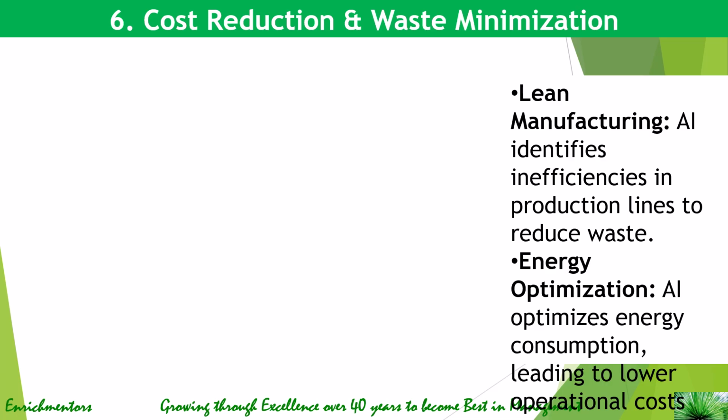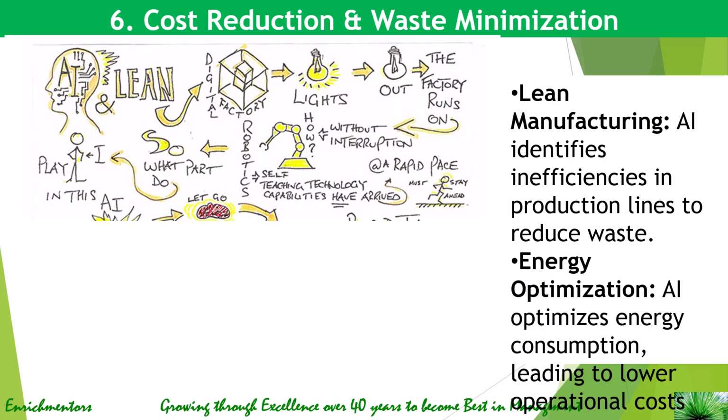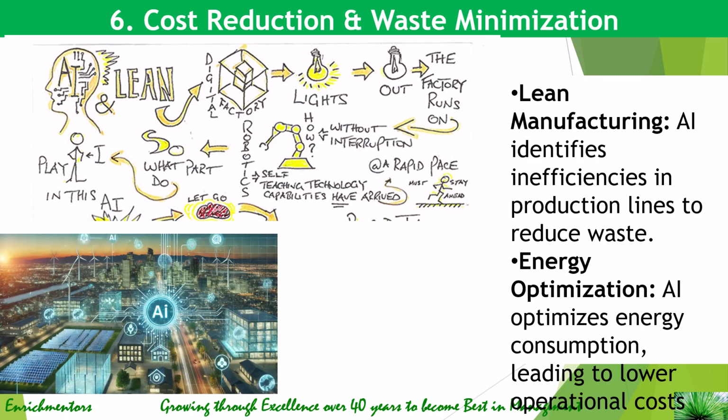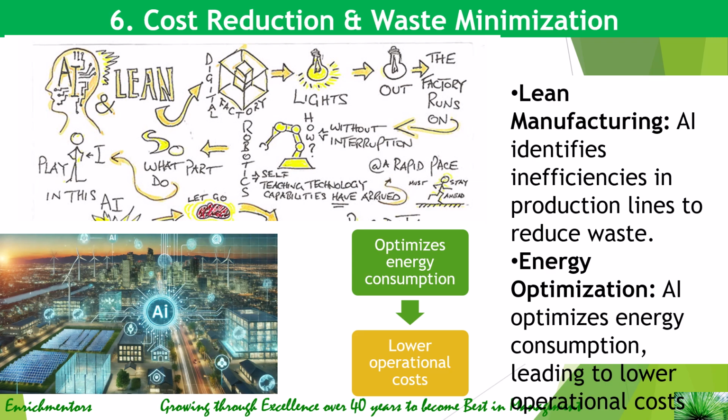There are two parts to using AI for cost reduction and waste minimization. The first is the lean manufacturing approach, where AI identifies inefficiencies in production lines to reduce waste. That's a classical lean manufacturing model. Second, AI optimizes energy consumption and thereby lowers the operational cost. This is typically more useful in energy intensive industries.